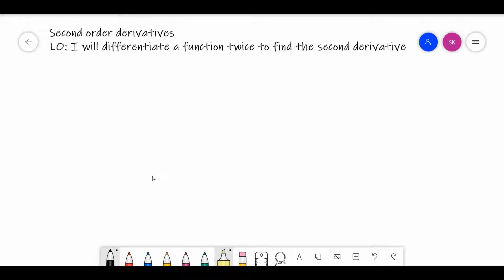This video is about how to find second order derivatives. So underneath your last bit of work, can you write the title and you can read the learning objective to yourself. Pause the video so you've got time to do that.